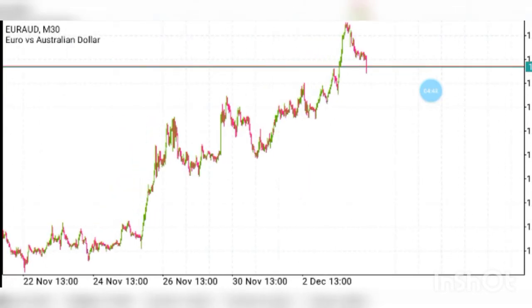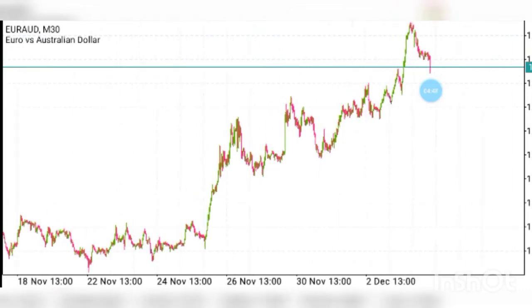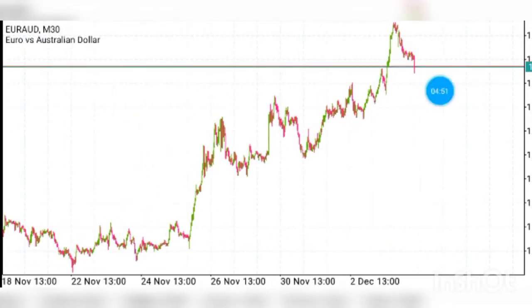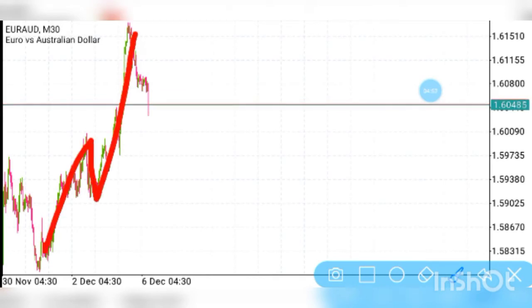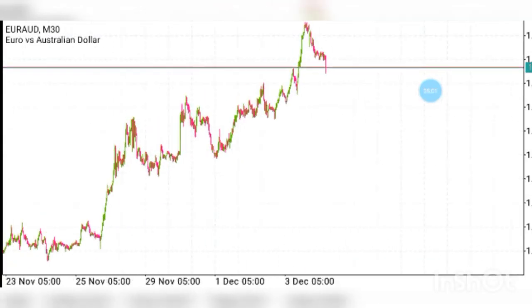Okay, now you see over here in a live chart. Remember, I said the way the market moves: it moves in the form of higher highs, higher lows, higher highs, and that's how it continually moves. So that is the way the market moves. It moves in that form.